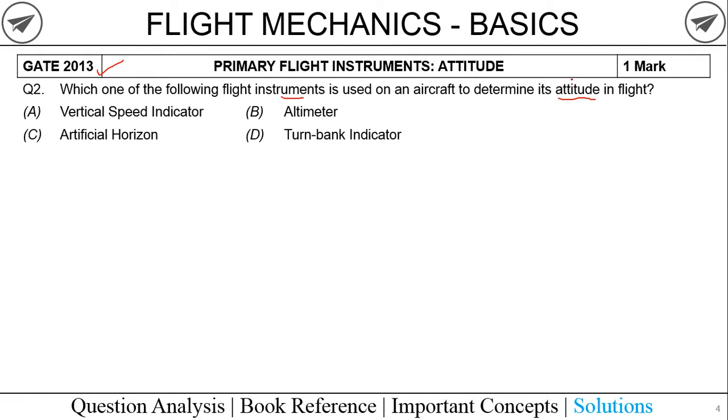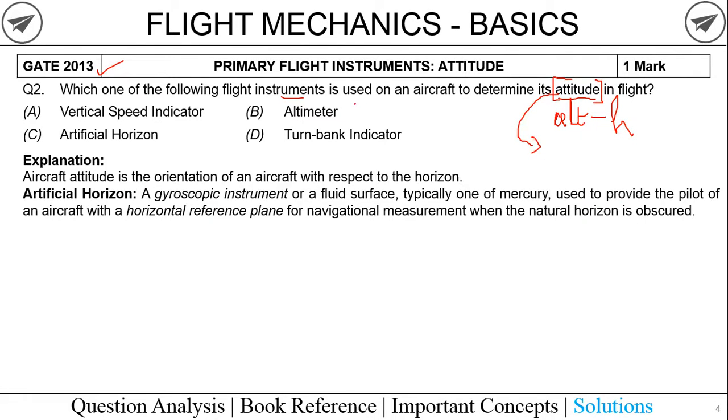So this is the major key point of the question. It isn't altitude, it is attitude. So there is a difference between altitude and attitude. Altitude means height. Attitude means orientation or position. So here you need to be careful about that. Regarding attitude, an aircraft's attitude is the orientation of an aircraft with respect to the horizon.